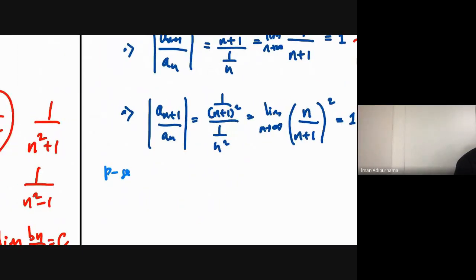So the P series: if P is greater than 1, it will converge. If P is less than or equal to 1, it will diverge.